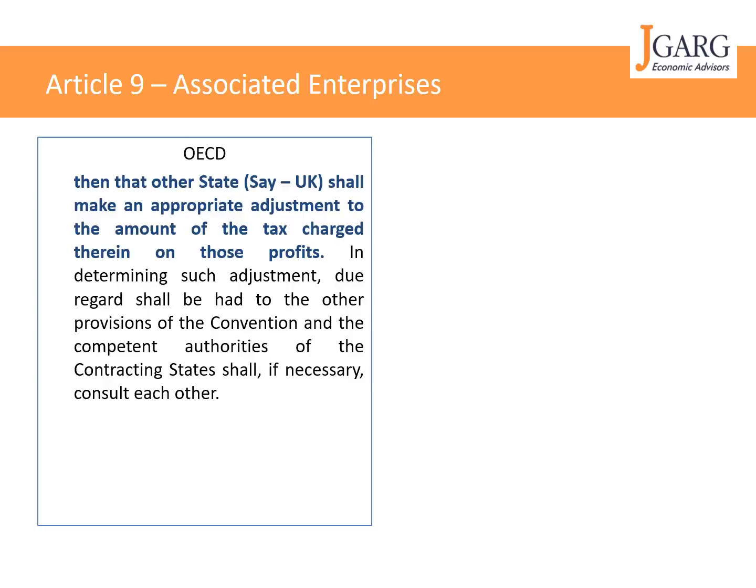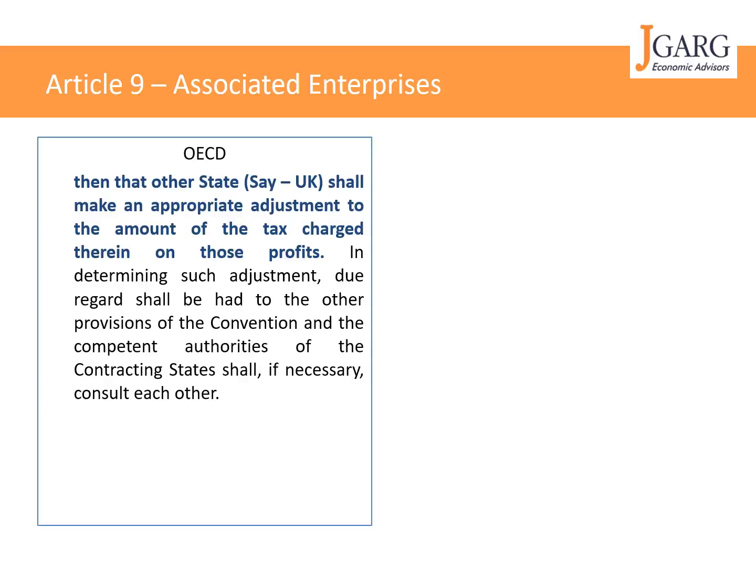So that the same income should not get taxed twice, both in UK and South Africa. It says that the other state, that is UK, shall make an appropriate adjustment to the amount of the tax charge therein on those profits. So it should technically reduce the income of UK by $20, which will have an impact that the same income is getting taxed only in one country, that is South Africa.